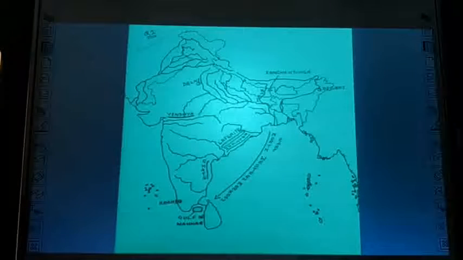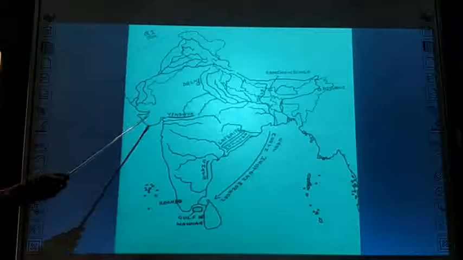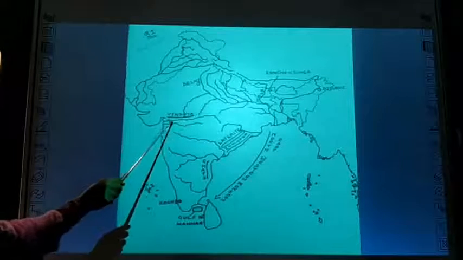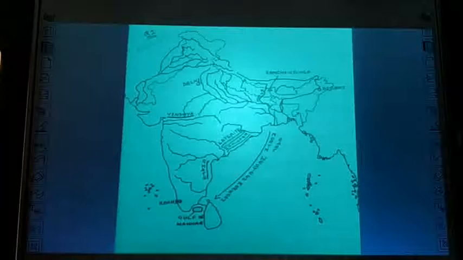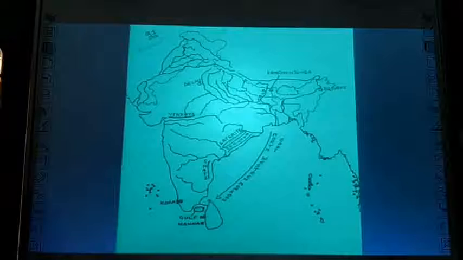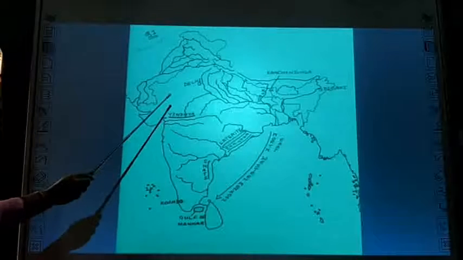See, on page number 5, you will see the Vindhya range here. Okay, this one is the Vindhya range. Vindhya range is also known as Vindhyachal. Okay, it is a discontinuous chain of mountain ridges and it is in west central India.